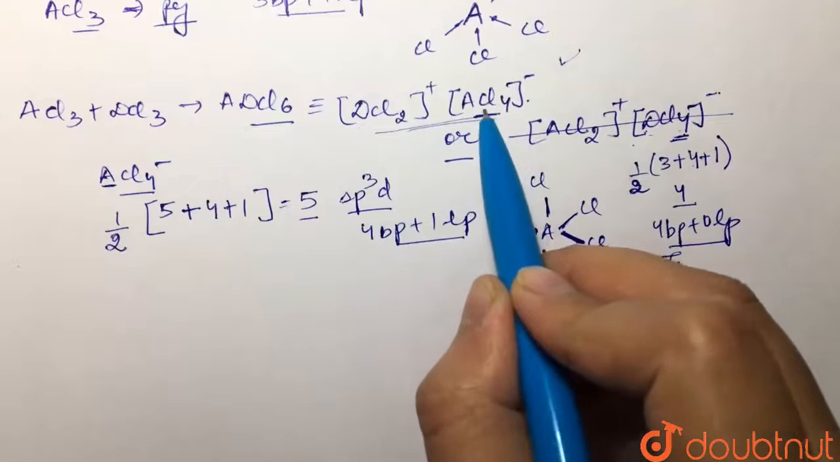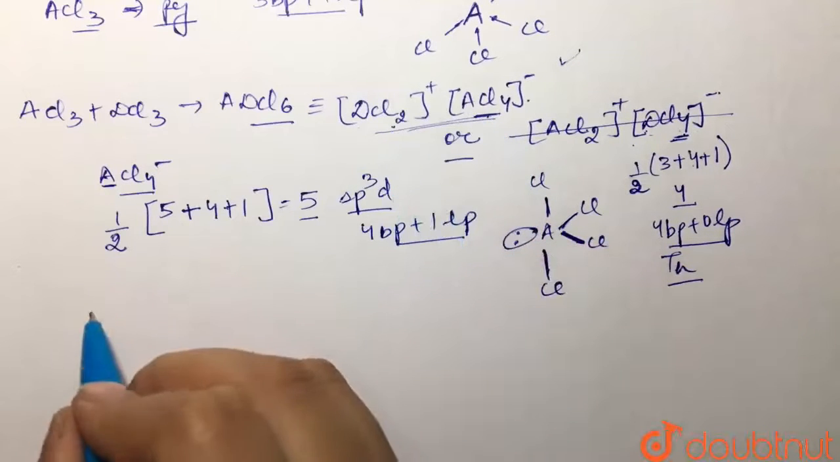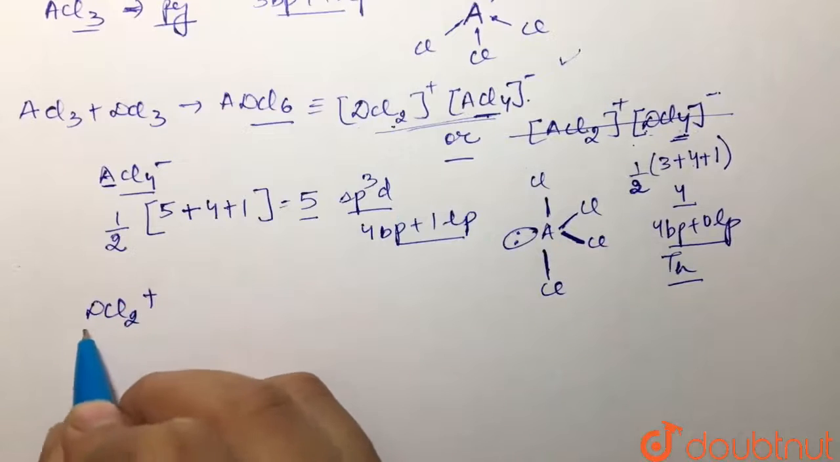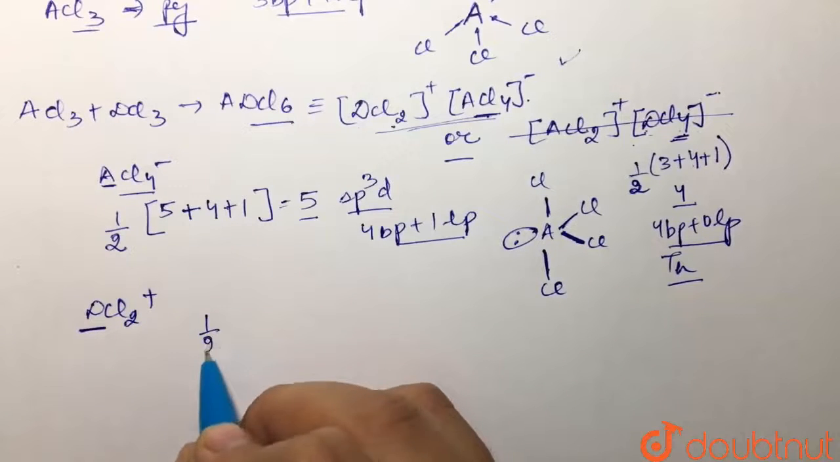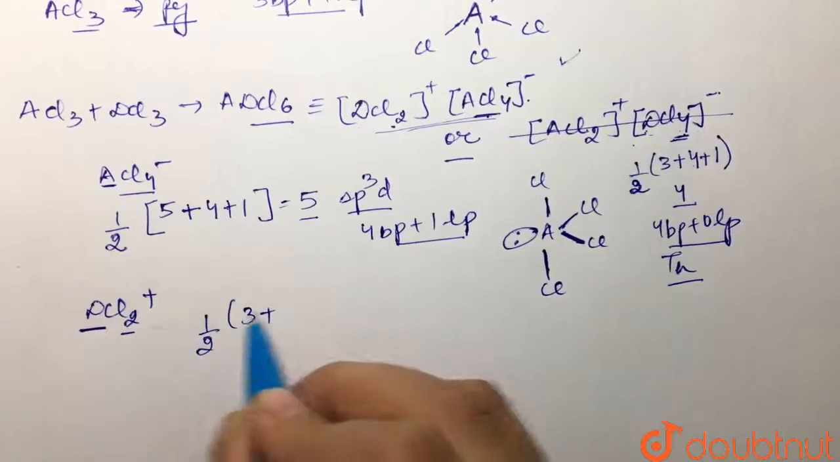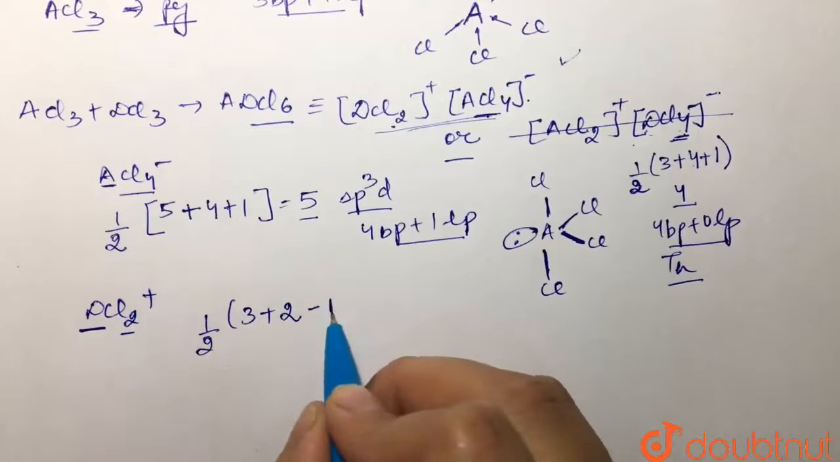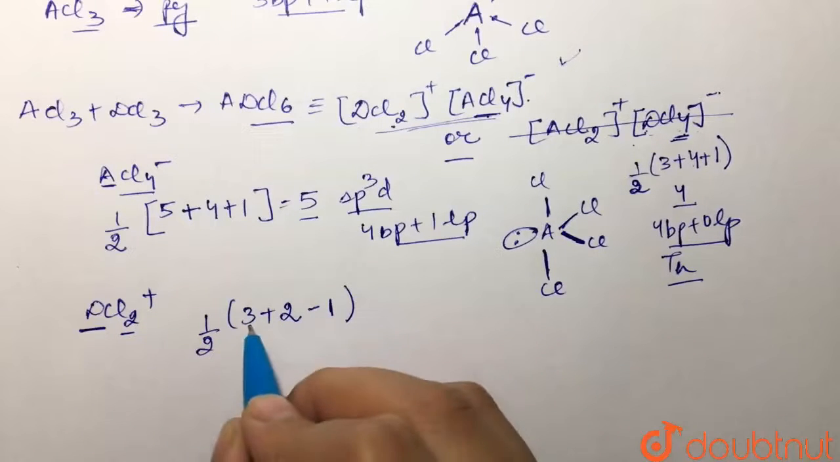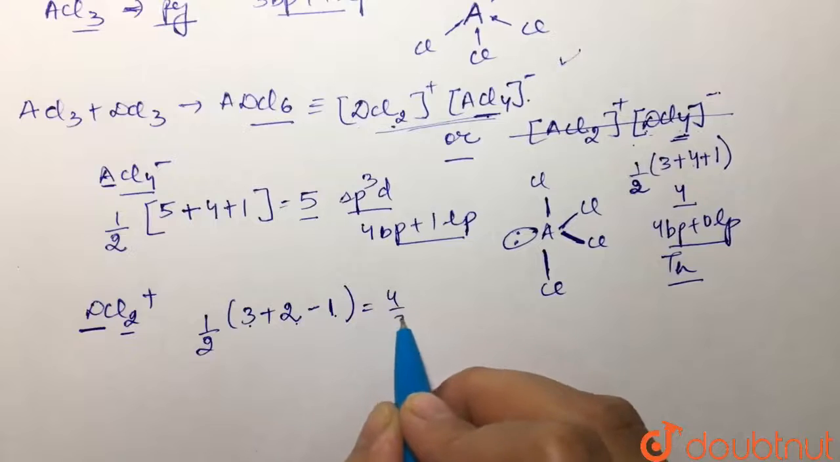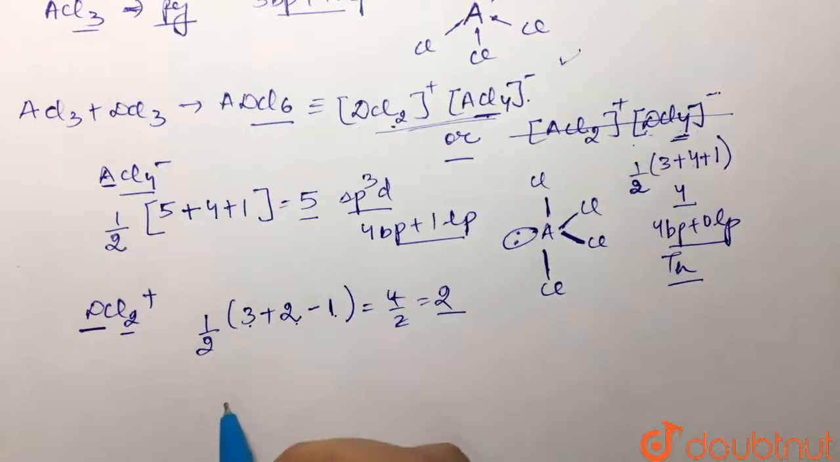So they were asking the shape of the cation. So the cation is DCl2 positive. Now this has 3 valence electrons, and monovalent atoms attached to it is 2. Then we need to subtract this positive charge because an electron has been lost. So this would be 5 minus 2, equal to 4 by 2. So this comes out to be 2. Steric number comes out to be 2.